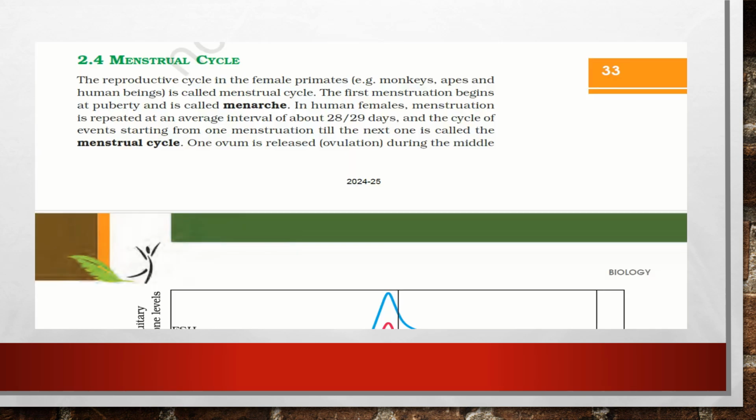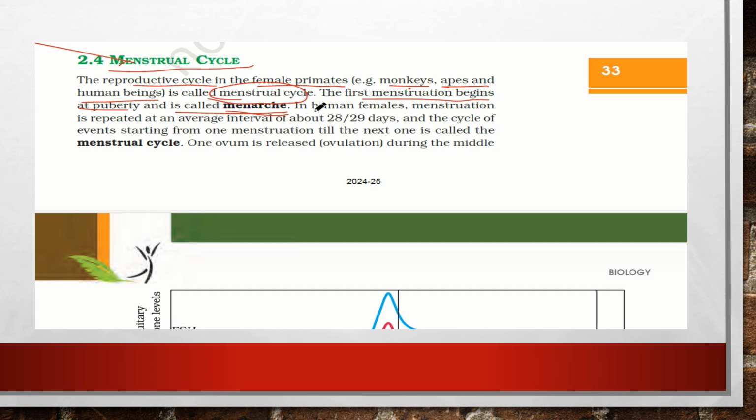So what is the menstrual cycle? The reproductive cycle in female primates, that is monkeys, apes and human beings, is called the menstrual cycle. The first menstruation begins at puberty and is called menarche. So what is menarche? The beginning of this reproductive cycle in a female is called menarche, and it begins at puberty.